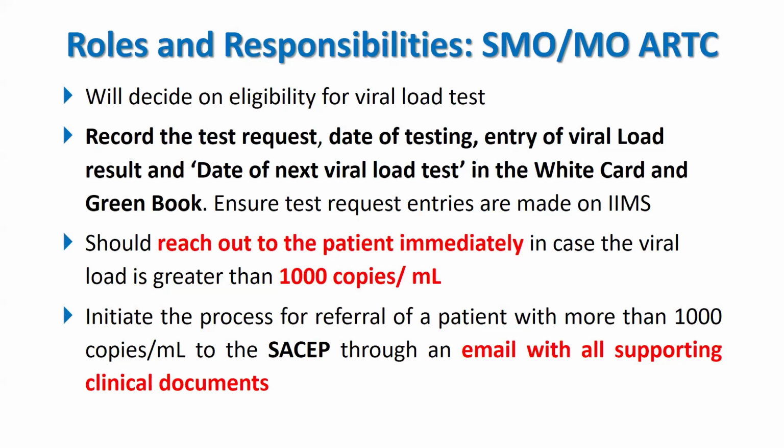Just now in the previous session, Dr. Mahalingam has told you that if the patient is on the second line, there will be a test at 6 months. If the patient is suppressed, then the viral testing will be done after 1 year. So accordingly, they have to make the entries.